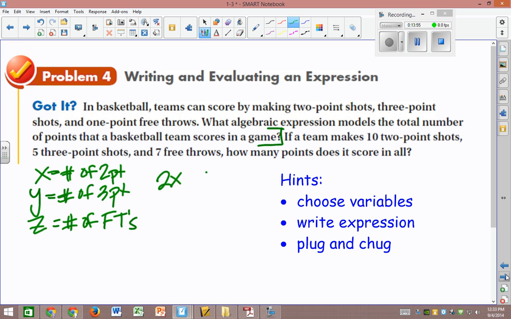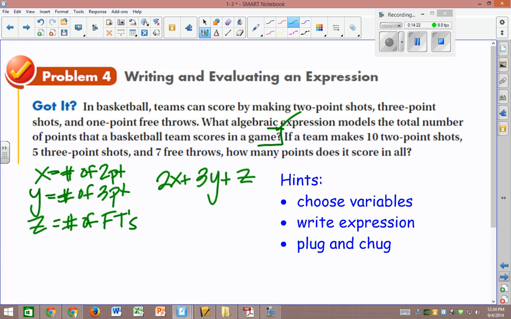Okay, 3 points then, it's going to be the same sort of thing. 3y, and then we only get 1 point, so that's 1z or just z. Cool. How come I put the plus signs in? It doesn't say to add them together, but if you think about score, well, you add them up. There you go. So, common sense in that regard. All right, so we did what they asked us here. That's the expression that represents the total number of points in a game.